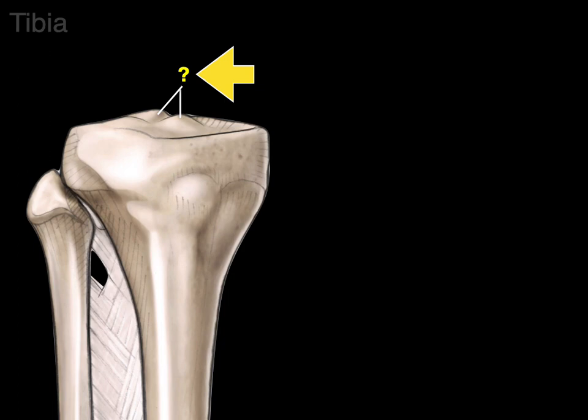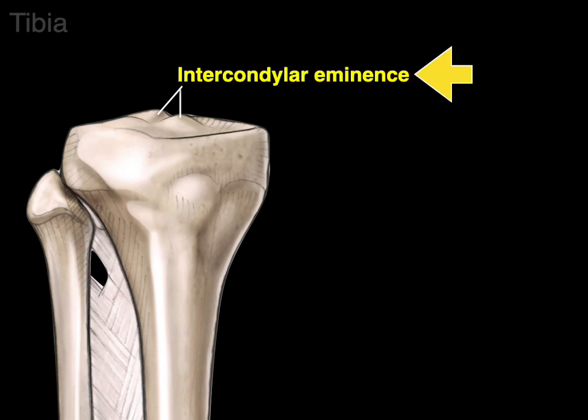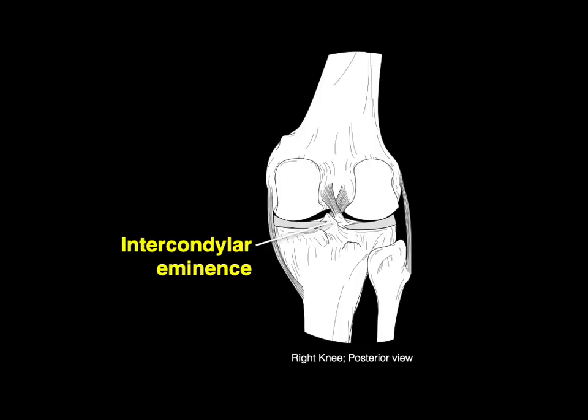Between the two condyles is this prominence or eminence that protrudes up. So they call it the intercondylar eminence, between the two condyles. And the intercondylar eminence serves as an attachment for the anterior and posterior cruciate ligaments.